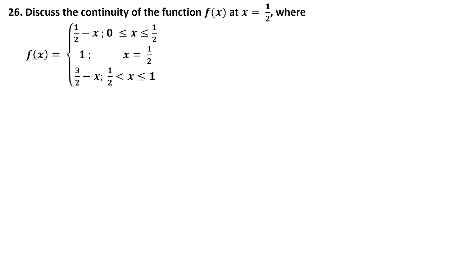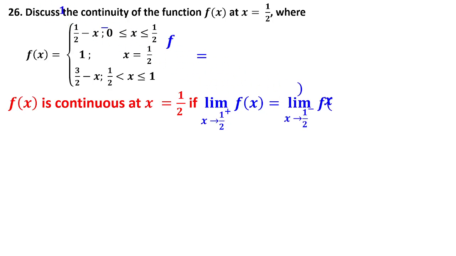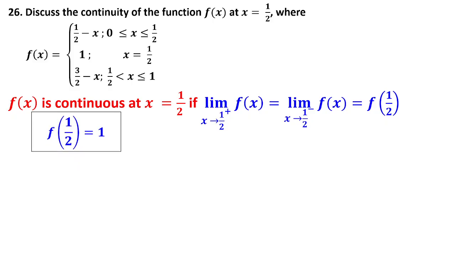For the left-hand side limit, take the function opposite to this. Anyway, the function is continuous if the limit is equal to the functional value. Let us find the functional value now. f(1/2) is given as 1 directly from the given function.